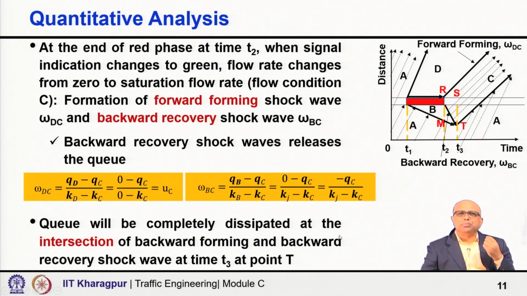Now, the queue will be completely dissipated at the intersection of the backward forming and the backward recovery shock waves. Let us call that time t3, where these two shock waves will meet. One is forming between A and B, another is the recovery shock wave between B and C. They will meet and traffic state B will vanish.